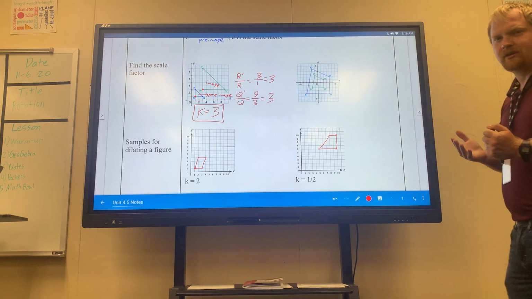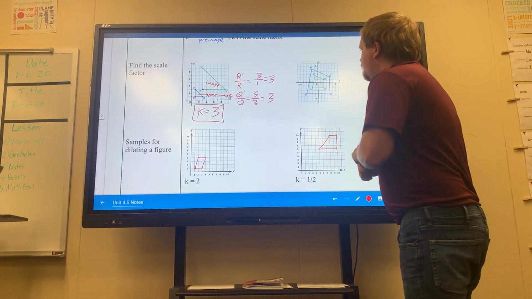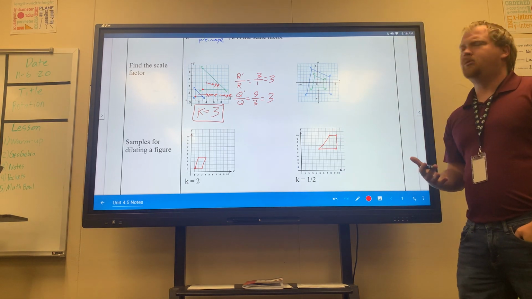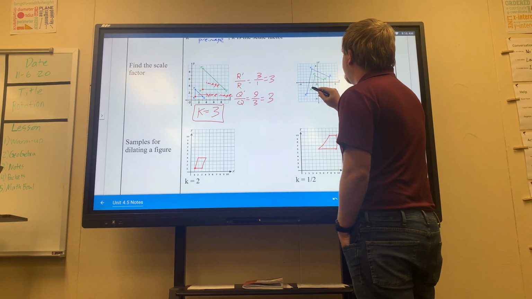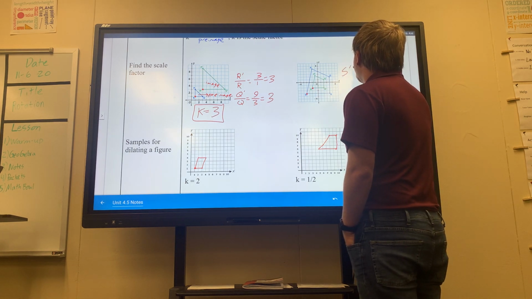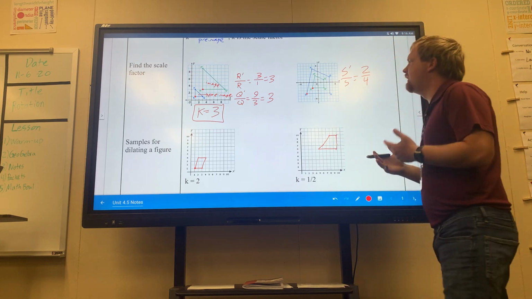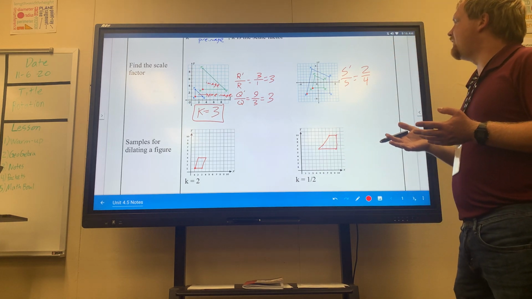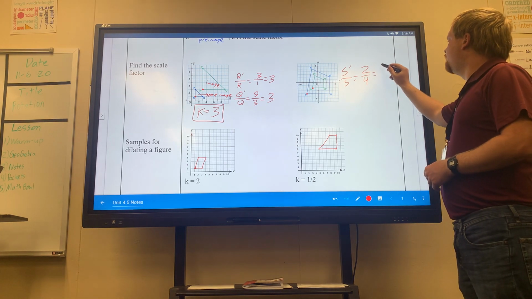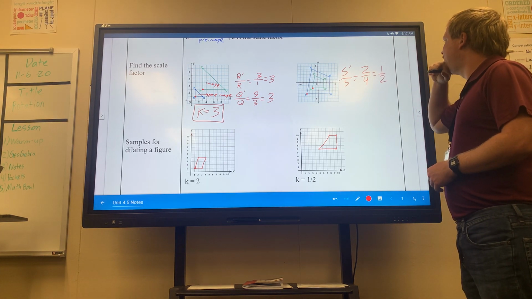I still want to be able to figure out the scale factor for it. So what I got to do is, again, I just got to pick one point. So let's say S prime and S. So remember, S prime over S gives me 2 over 4. And those are my x values, which happens to also be y as well, but let's just say those are the x values. Well, 2 over 4 is 1/2.